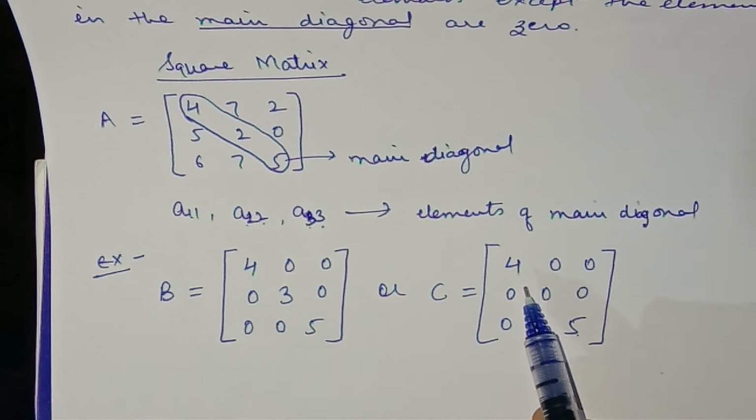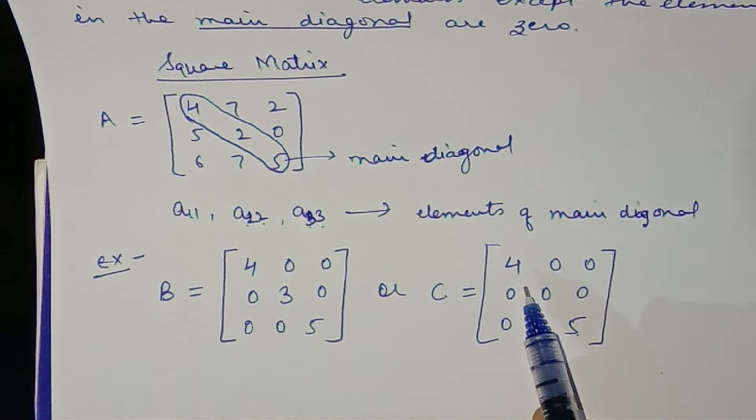But not all the elements should be equal to 0. अगर सारे के सारे elements 0 हो जाएंगे, then this matrix will not remain as a diagonal matrix. It will be called a null or zero matrix, क्योंकि सारे elements 0 के equal हो जाएंगे in that situation. So it will not remain as a diagonal matrix. The next type of matrix is a scalar matrix.